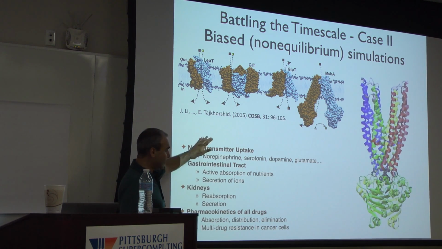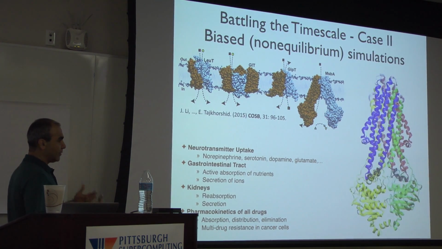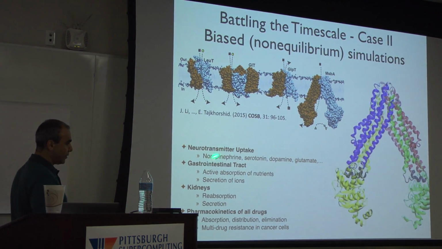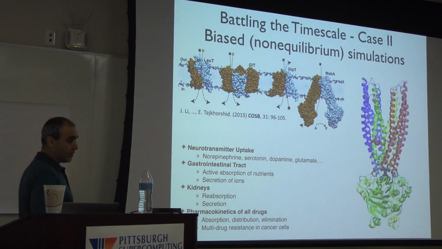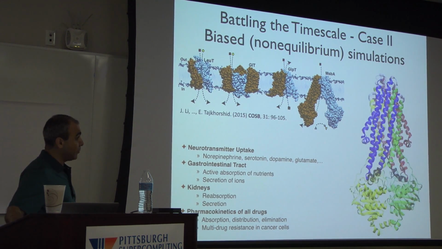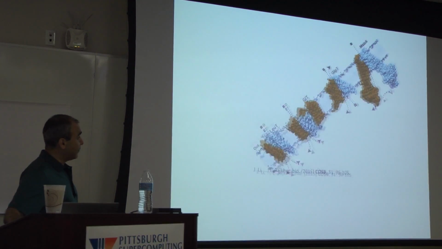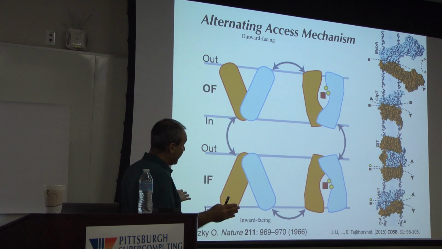Very important in trafficking of material in the body, both natural and also for pharmacokinetics of drugs. I already mentioned P-glycoprotein as an example of a transporter that we would like to be able to inhibit if possible. So there is this alternating access mechanism.